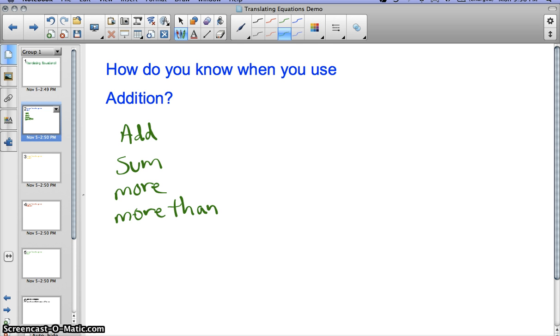All right. What else could we say for addition? You could also say plus. All right. So again, just some of the key words that you look for to know that you're using addition. Pretty simple, right? Make sure you copy these down so you know exactly what you're looking for. Just listening to me say the words isn't the same as writing them down.